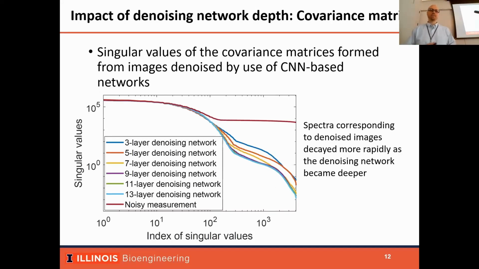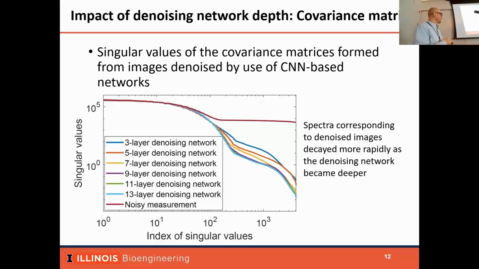Okay. So here's the first result. And this shows a plot of the singular values of the covariance matrix of the denoised images. Okay, so we have singular values. This is the index of the singular values. The first curve on the top here, the solid red curve, this is actually the singular spectra corresponding to the original noisy images. This band of spectra here correspond to the denoised images. And when you go from blue to red to yellow to purple, this corresponds to denoising networks of increasingly larger depths.